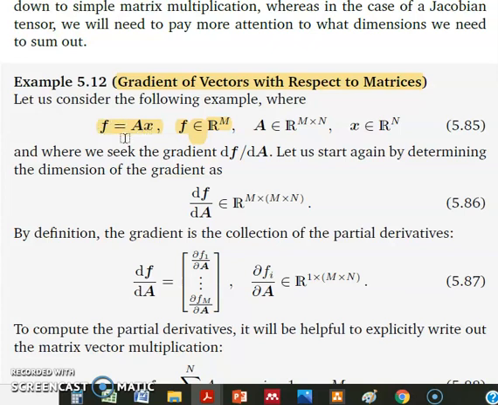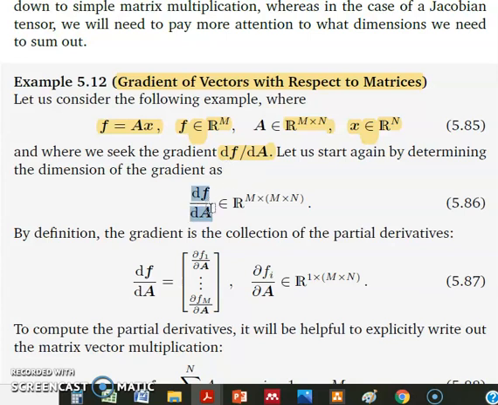vector. So the function belongs to real numbers of dimension m, and A is a matrix, that is it belongs to m by n, m rows and n columns, and x belongs to Rn, that is real numbers with n values. It becomes a vector. And here, as usual, we need to find df with respect to dA. As in the linear model, we first found the dimension of that derivative.